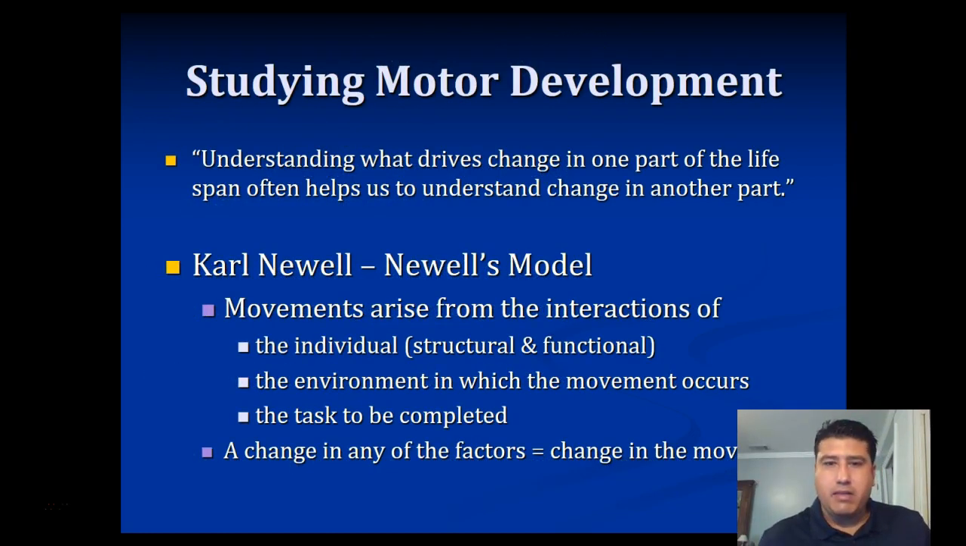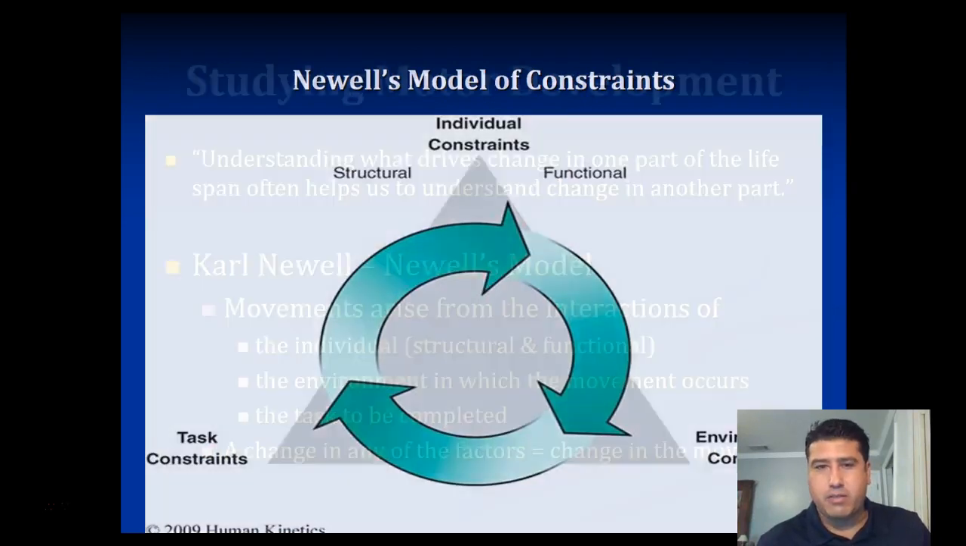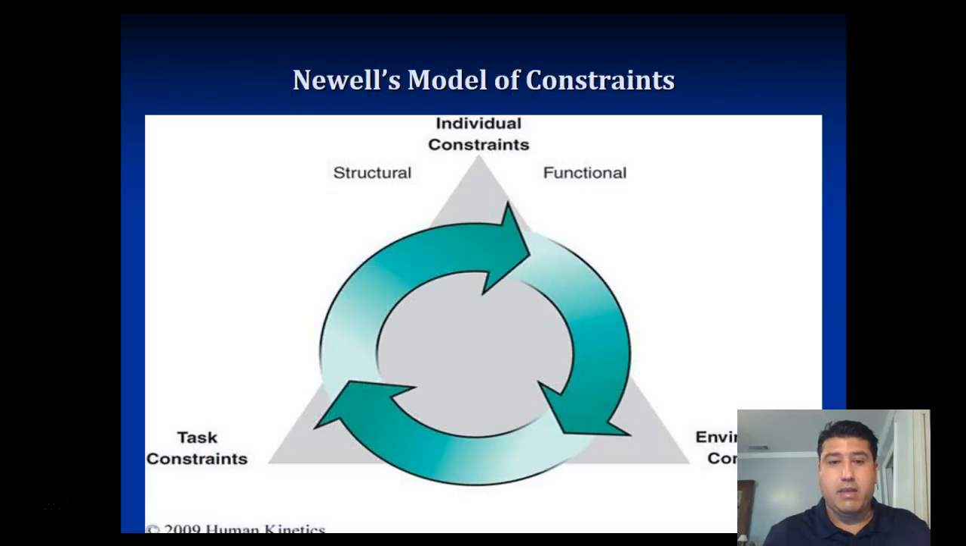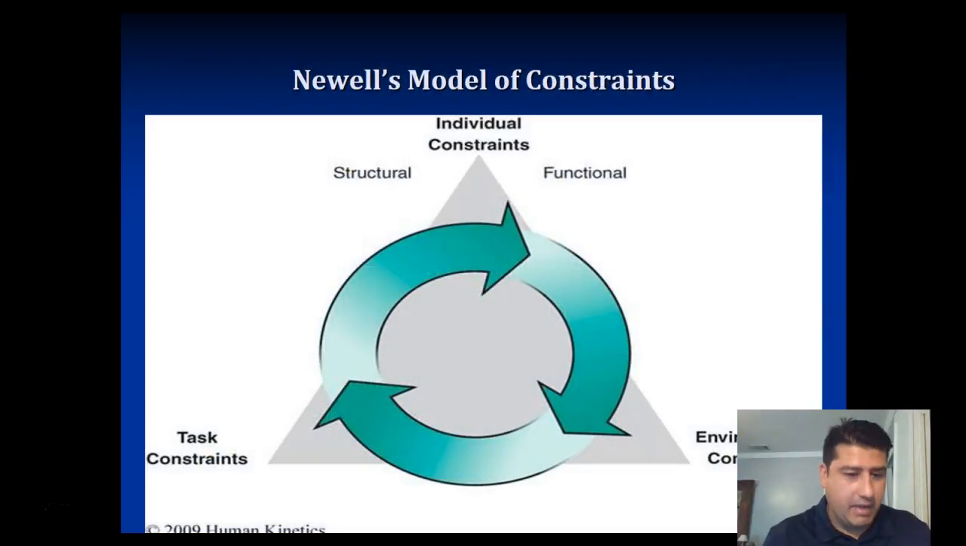Okay, so there's a concept that I want you guys to start understanding. This is Newell's model, developed by Karl Newell, one of the fathers of kinesiology. You can see here, this is Newell's model of constraints. In order to understand development, to understand the study of movement, you have to understand these constraints. And what he's saying is that there are three types of constraints. You can see there are individual constraints, task constraints, and then environmental constraints.